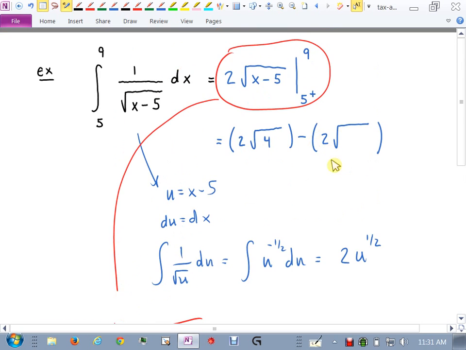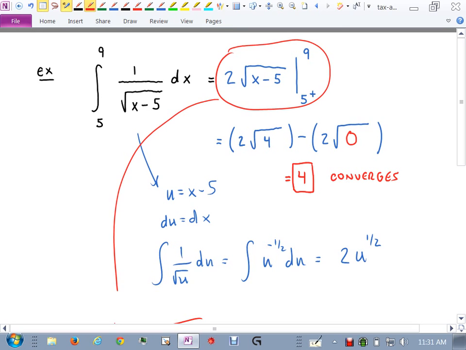So what do we have here? 0. Okay, so that's going to 0 in here. And if that's 0, then our answer is just going to be what? 4. It converges, right? Converges.